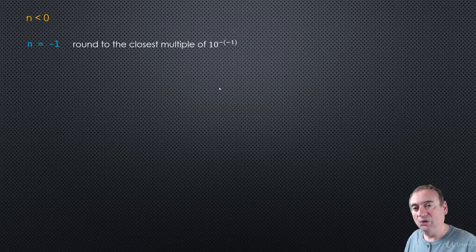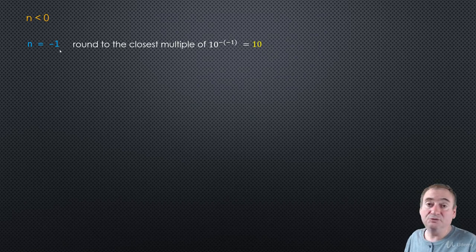So now let's look at negative numbers. It works just as easily. So n equals negative 1. Now remember, we're looking at closest multiples of 10 to the negative n. So that means 10 to the negative negative 1, which is 10 to the 1, which is just 10. So when we specify n equals negative 1, we're rounding to the closest multiples of 10.